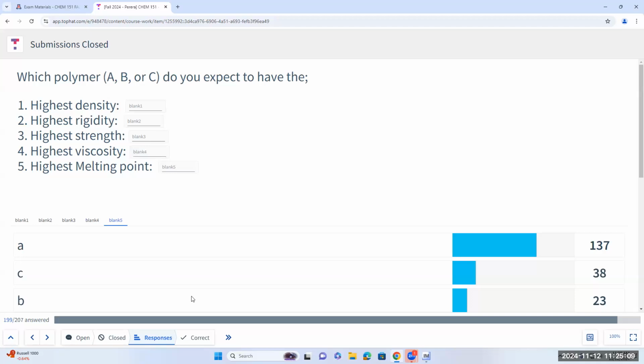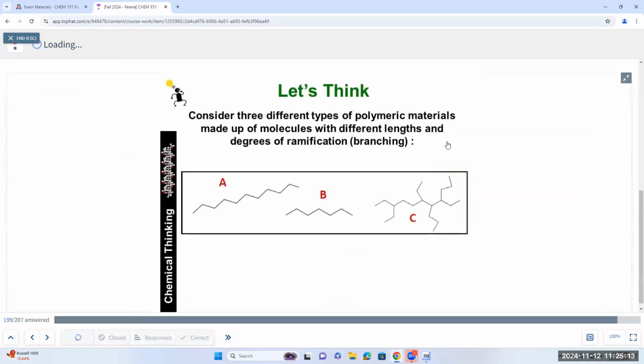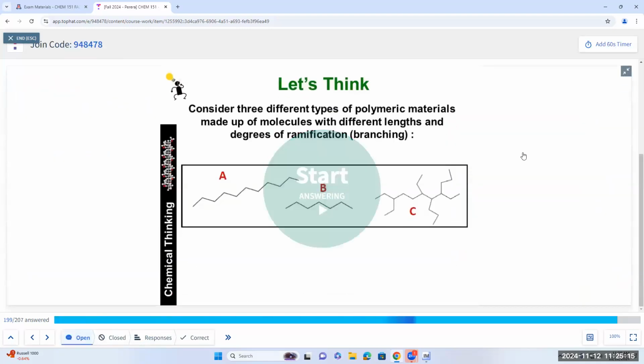All right, William, tell me more. Molecule A has the strongest intermolecular forces because it can get close to each other. It's flat like a pancake. C is like a football. It can't get close to each other. Okay. Thank you, William. So I agree partially with you.